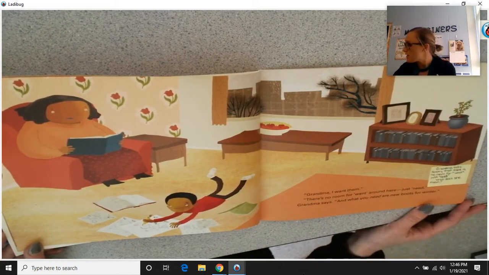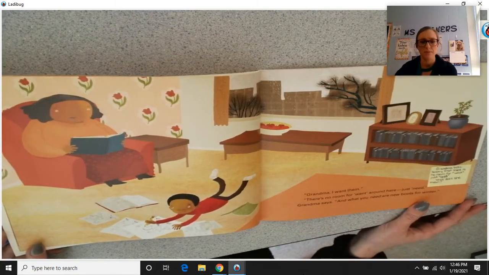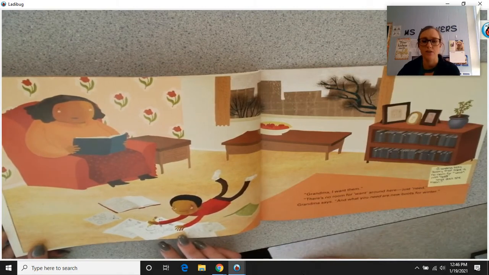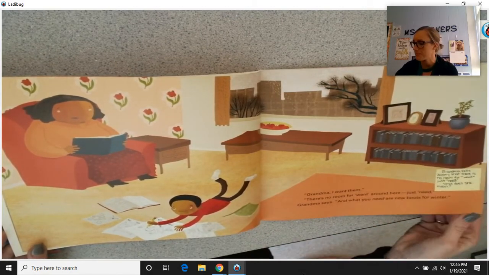Okay, so Grandma tells Jeremy that there's no room for want, just need. What do you think she means by that? There's no room for want in this house, just need. What do you think she means by that?